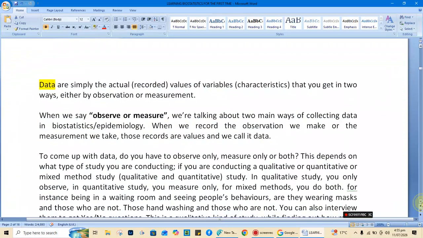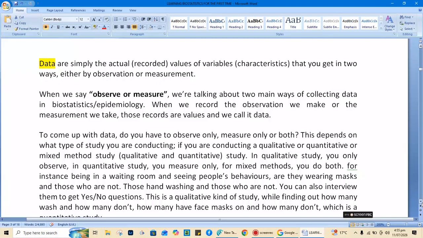After you ask yourself that question, you have to go on the actual ground to either record or measure. If you observe something and record what you've observed, that recording becomes your data. If you've measured something, for example blood pressure, using instruments, that measurement, maybe 120 millimeters of mercury, becomes your data. So data is simply the actual or recorded values of variables that you get either by observing or measuring.